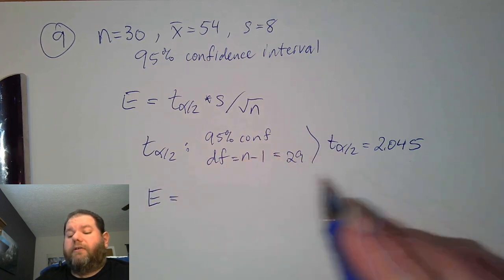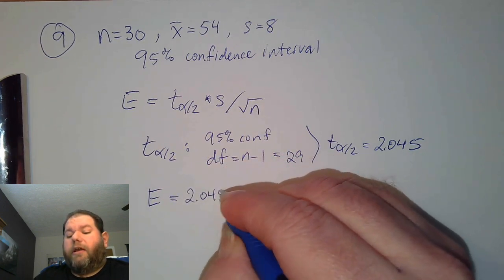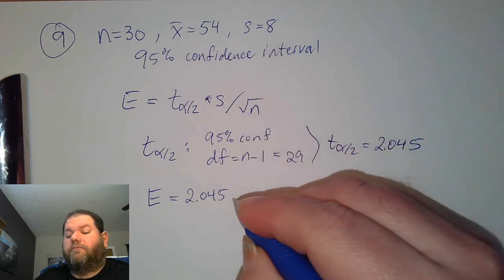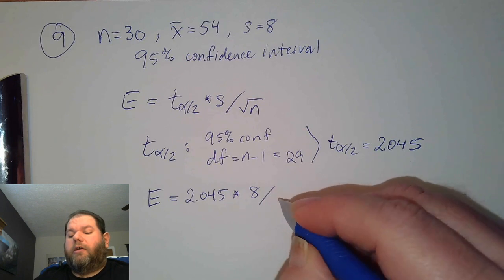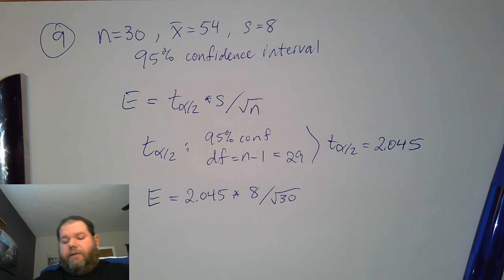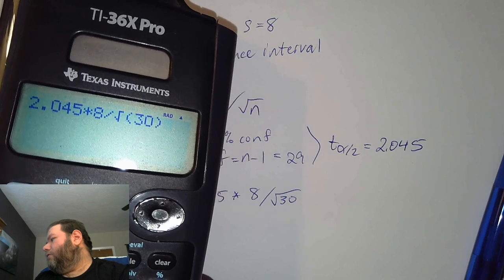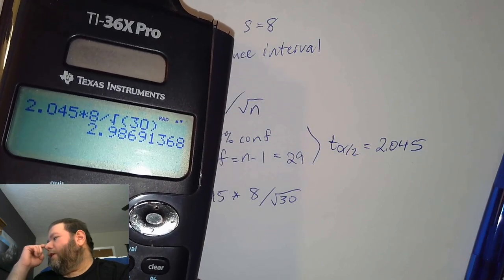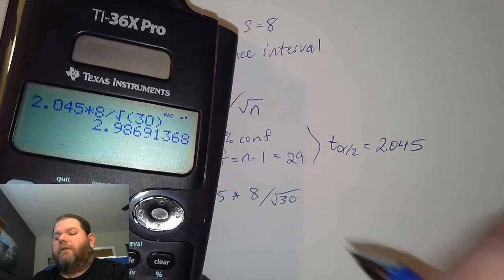So we plug in our values. S, you said it was 8. N is 30. So even though we use 29 for our degrees of freedom, remember we used the original value for N here, 30. So we calculate that. 2.045 times 8, and then divide by square root 30. So we get 2.986.